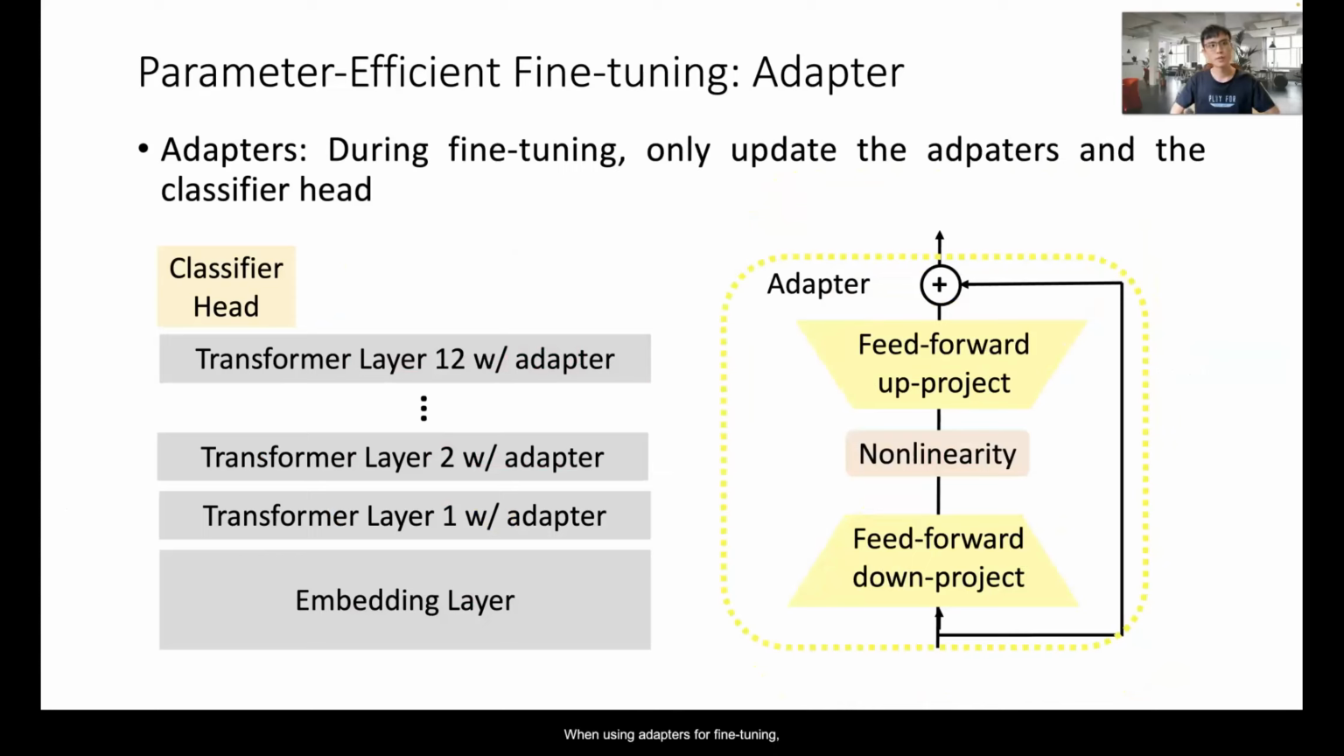When using adapters for fine-tuning, we only need to insert adapters into each transformer layer and add a classifier head on top of the pre-trained language model, and fine-tune the whole model on the downstream task. The only parameters that are updated are the parameters of the adapter and the classifier head. The rest of the parameters in the pre-trained model are fixed.